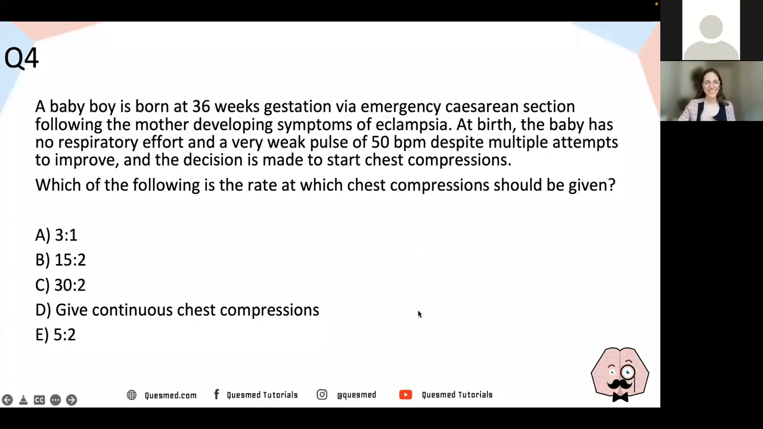Okay, so this is quite a tricky one. I can see you guys are a bit divided between A and B. So the answer is A here.